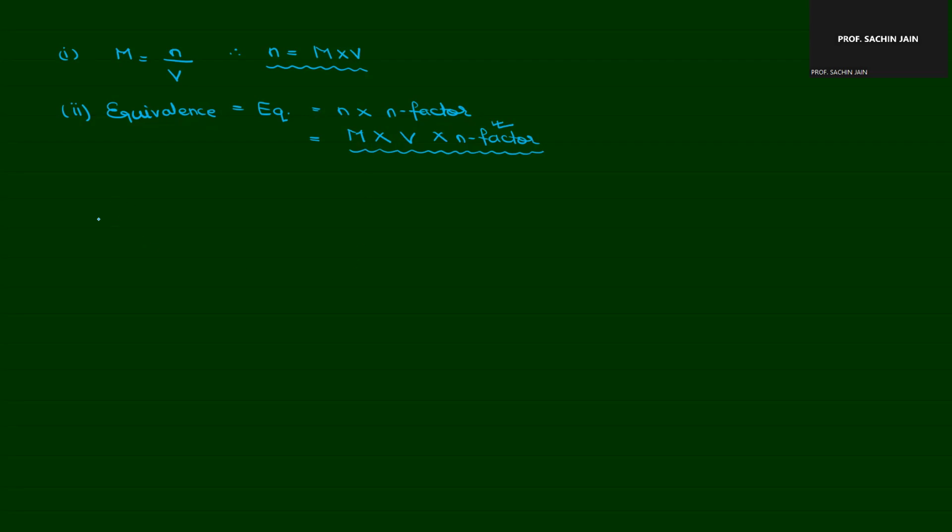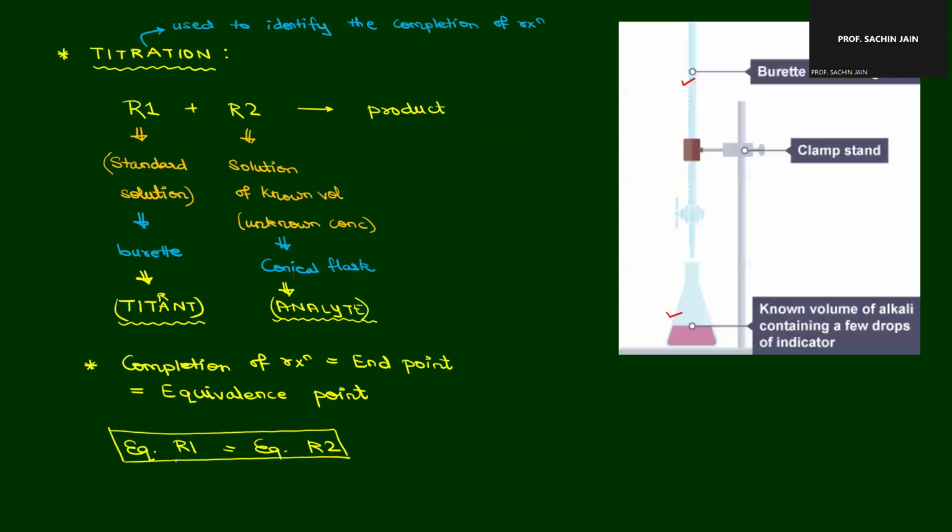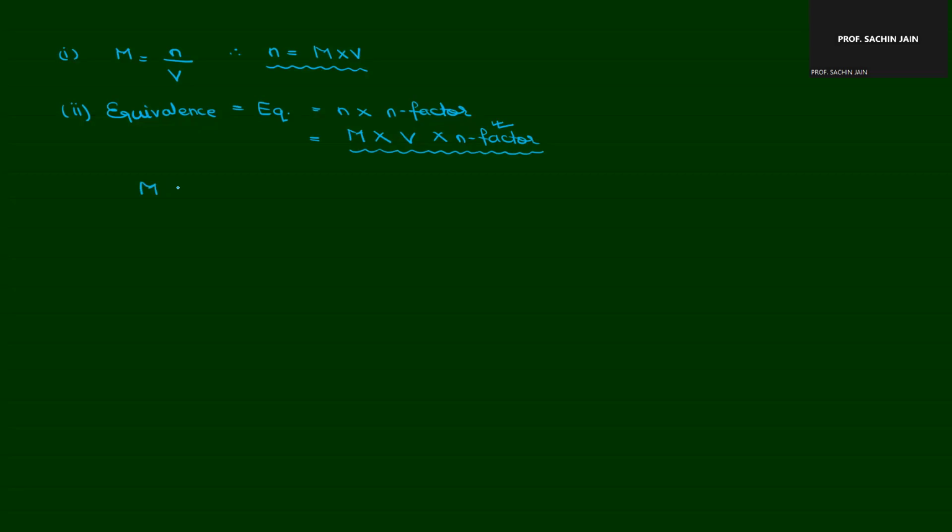So now going back, if I talk about the equivalents of R1 and equivalents of R2, I have to just equate the m into v into n factor of R1. So let me call it m1 v1 n factor 1, equal to m into v into n factor of reactant 2, so let me call it m2 v2 n factor 2. So this is the mathematical equation we will be using to calculate the unknown concentration or maybe the unknown volume or any of the parameters out of which the data is asked.